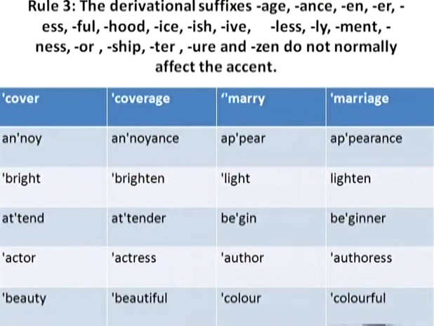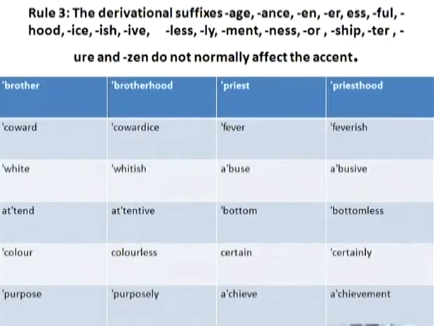Annoy, annoyance. The ance at the end gives you annoyance. Appear, appearance. Bright, brighten. Light, lighten. Attend, attender. Begin, beginner. Actor, actress. Author, authoress. Beauty, beautiful. Color and colorful. That was our rule number 3.